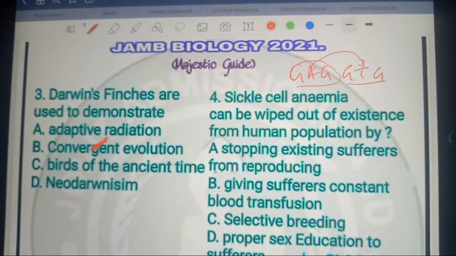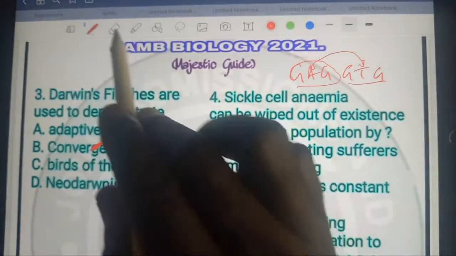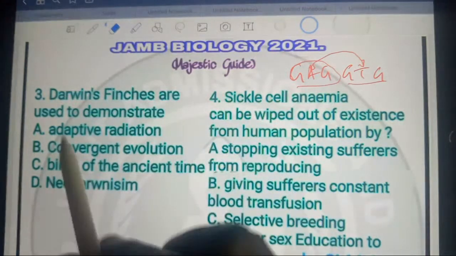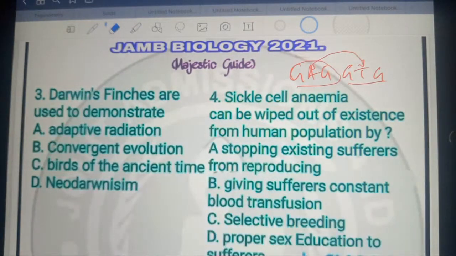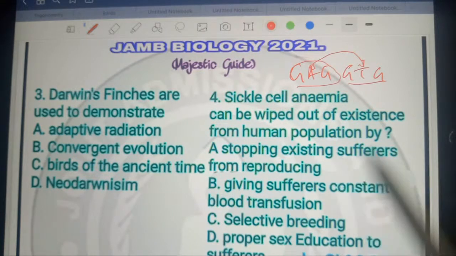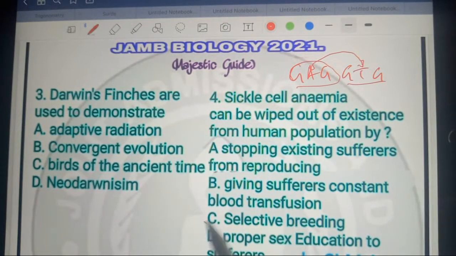So we can wipe them out of existence by making use of the knowledge of selective breeding. Selective breeding is what they call marriage counseling. You should know your genotype before marrying, so that the possibility of having these people coming out again will no longer be there, so that eventually when those that are suffering eventually die, the human population will be free from sickle cell anemia. So the correct answer is selective what?